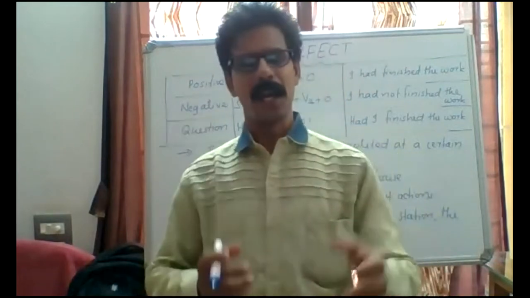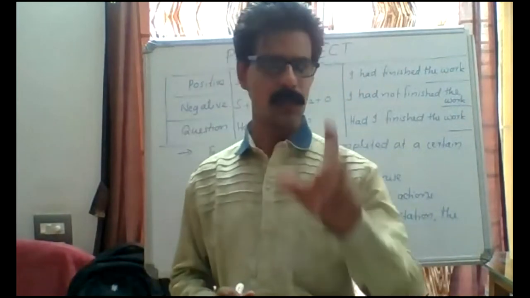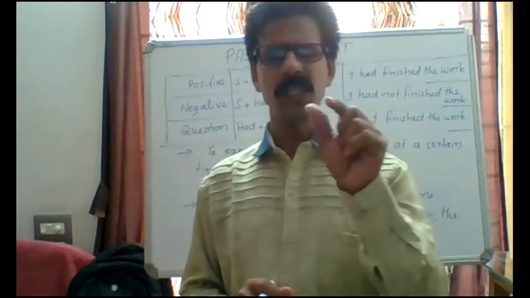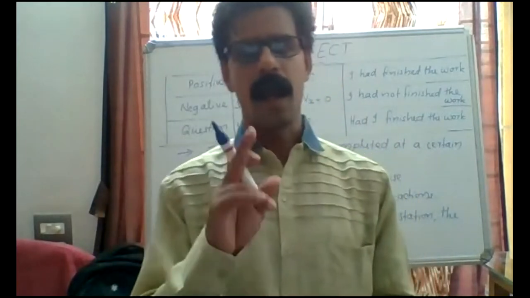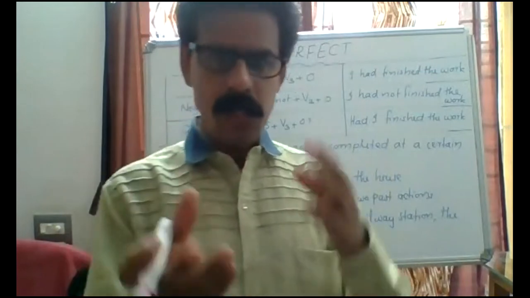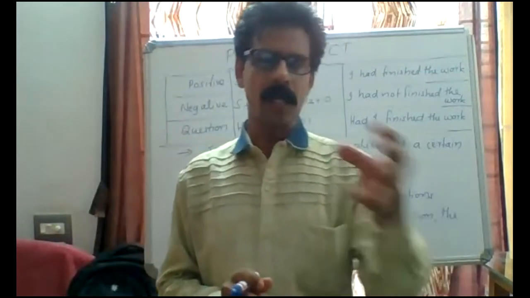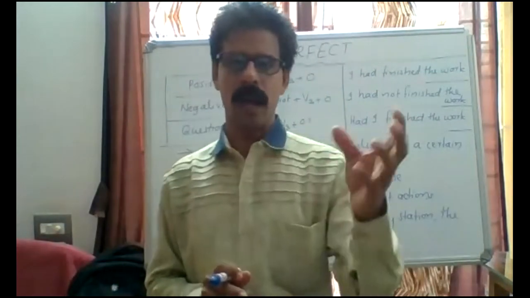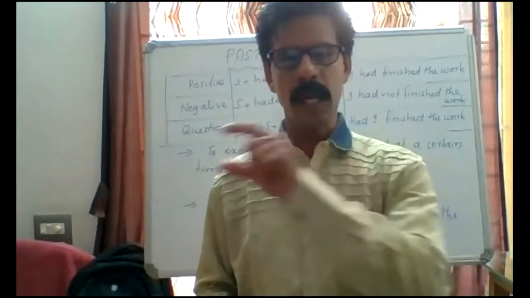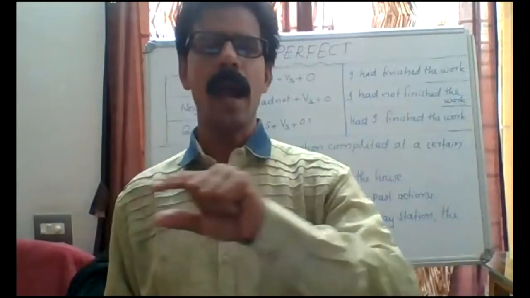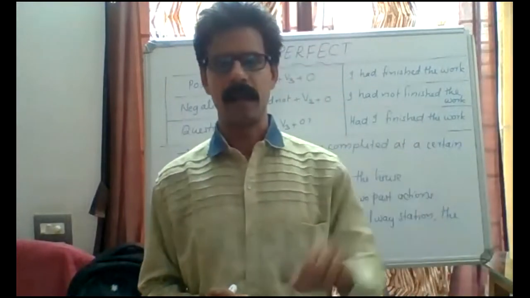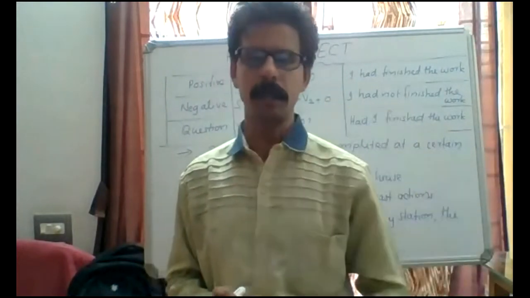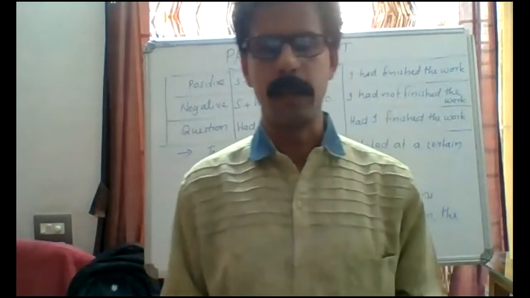Like all other tenses, you know the negative of this tense, because there is a helping verb. What is the helping verb here? Had is the helping verb. We should add had plus not: had not or hadn't. He hadn't paid the bill. He had not paid the bill.